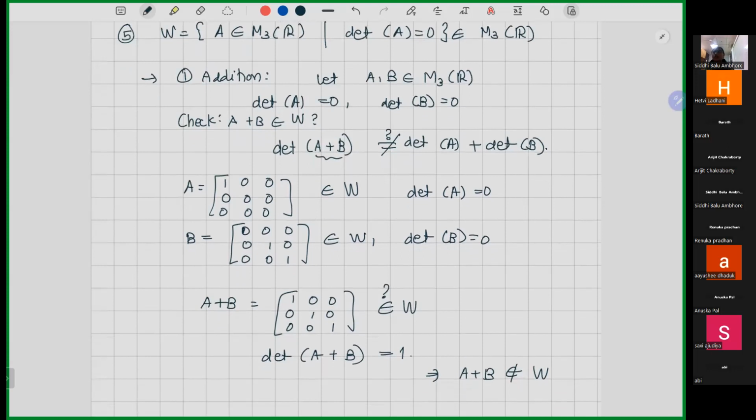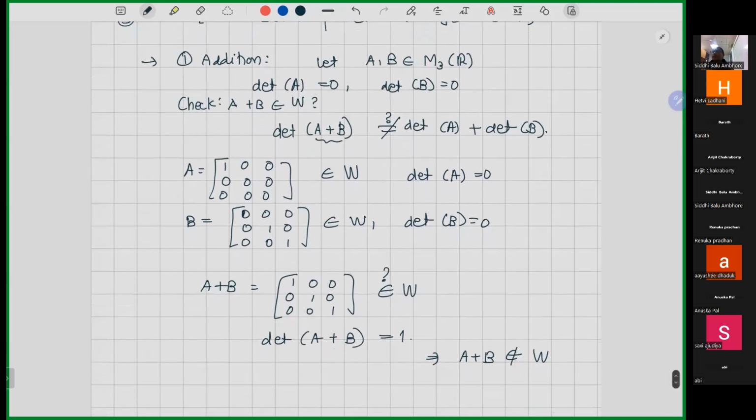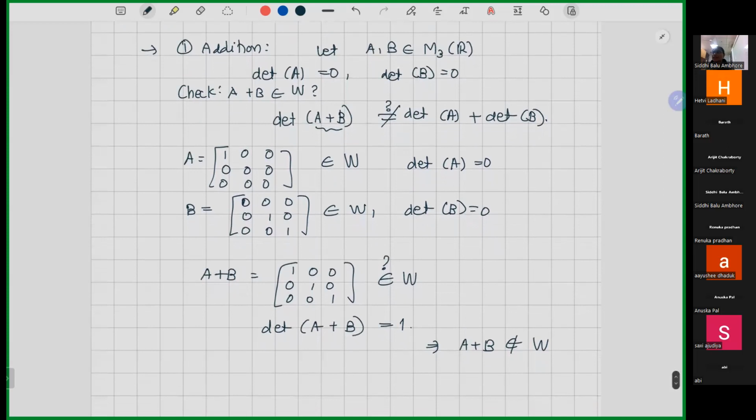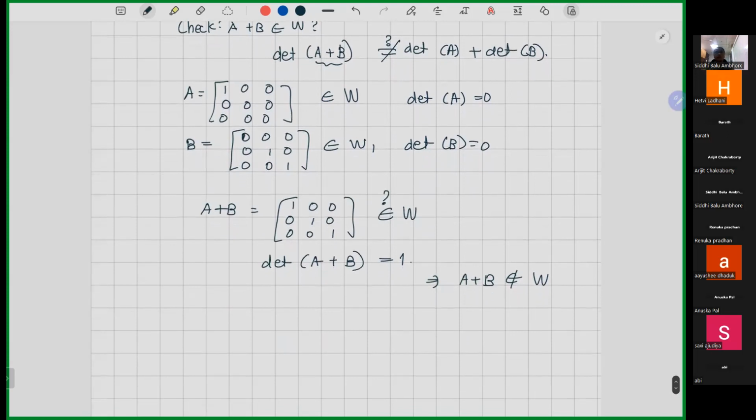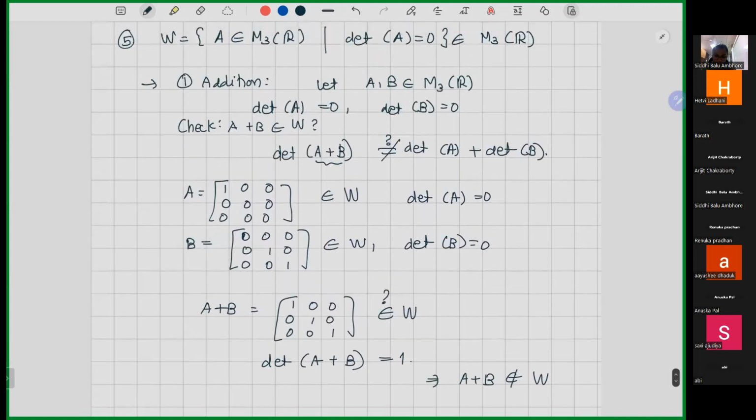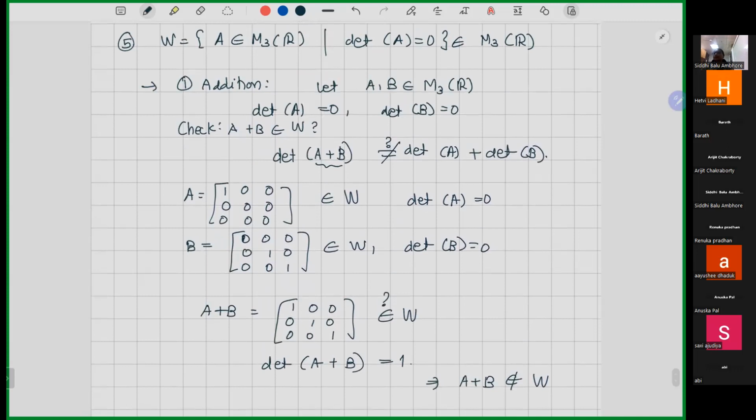Scalar multiplication? Yeah. Bharat, do you agree that it is not a vector subspace, or is there any doubt? Agreed. Okay, great. So, is there any doubt, Arijit? Is there a doubt, or are you clear why it is not a vector subspace of M3R? Okay. Okay, so this is not a vector subspace.